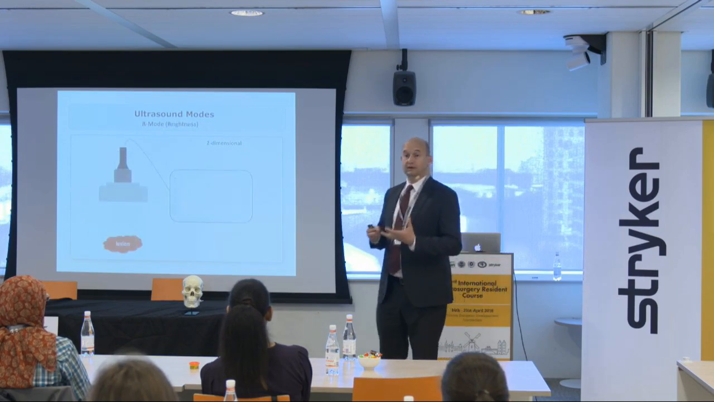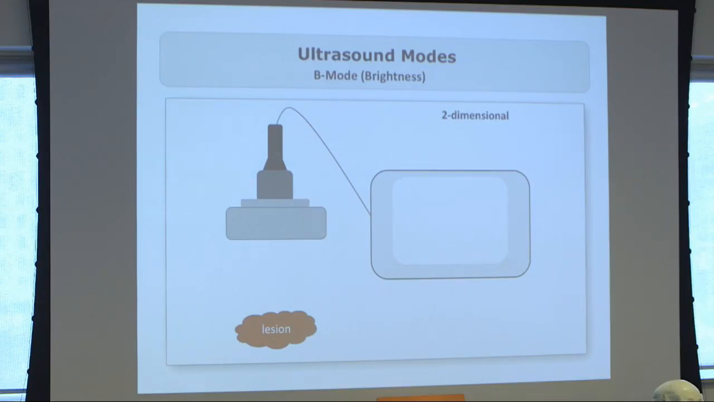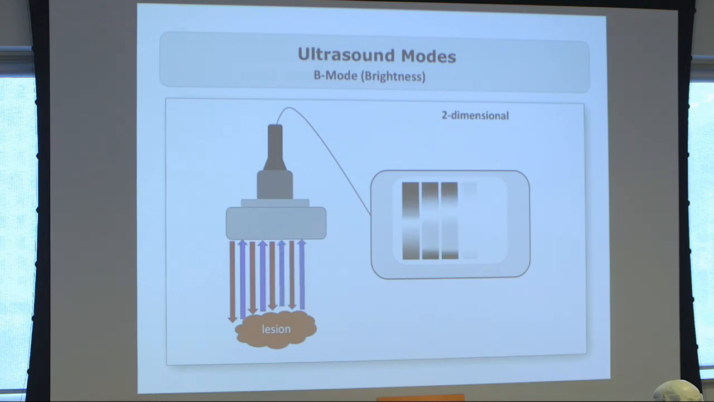And B mode, or brightness mode, that is the mode that is most commonly used in neurosurgery, is actually a collection of A modes, and the backscatter of these A modes, and then a computer system interprets it into a grayscale image for you, and that's what we commonly use in the operating theatre.